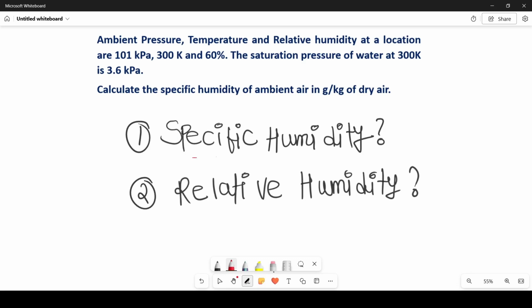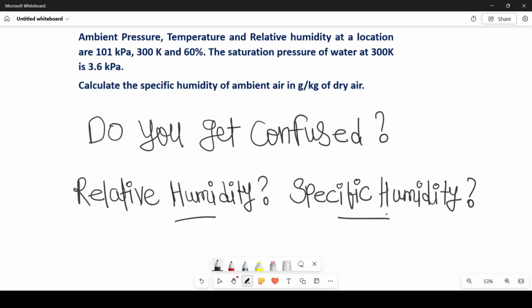Is the concept of specific humidity and relative humidity confusing to you? In this video, we will solve a very simple but very conceptual numerical to calculate specific humidity in grams per kg of dry air using given relative humidity and given ambient conditions.